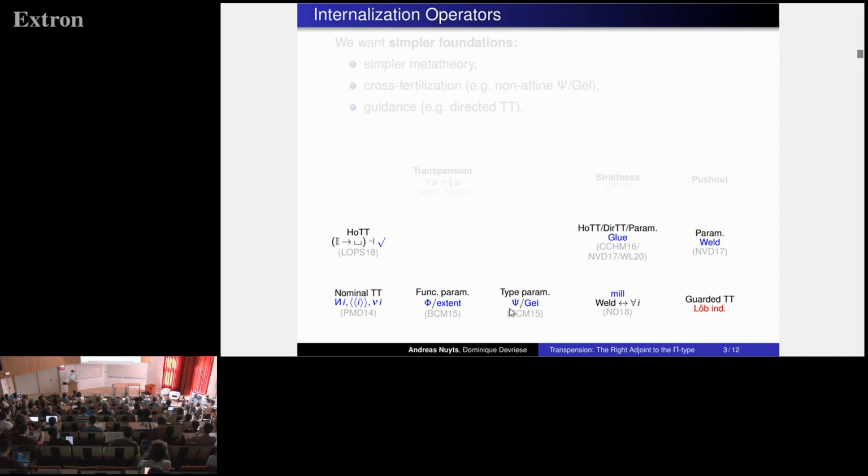Antoine has mentioned yesterday the gel and extend types used in BCM parametricity, gel for relating types, extend for relating functions. There are a bunch of nominal operators, and then in order to build internal Kan universes for homotopy type theory, people have used the amazing right adjoint, which is the right adjoint to non-dependent functions from the interval.